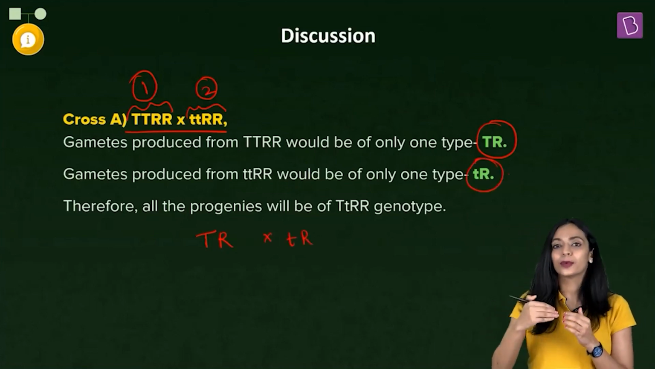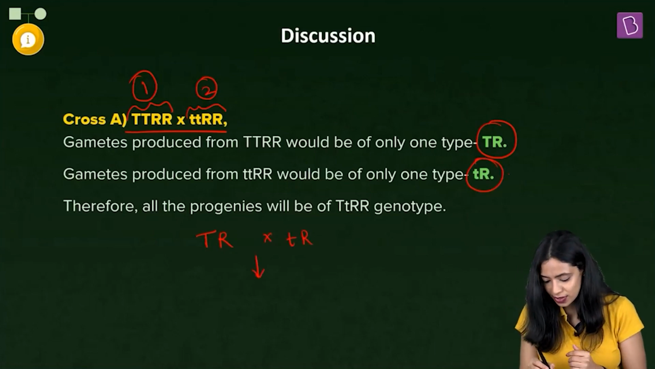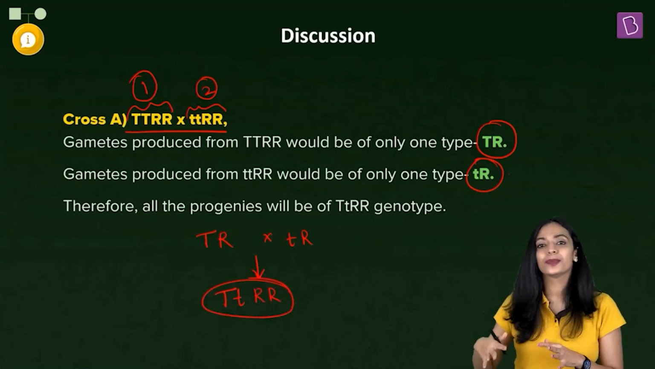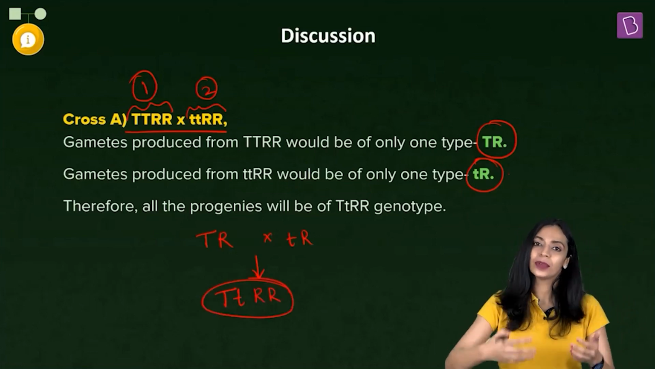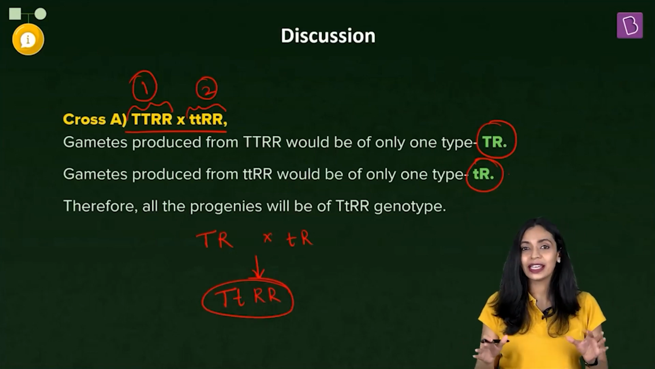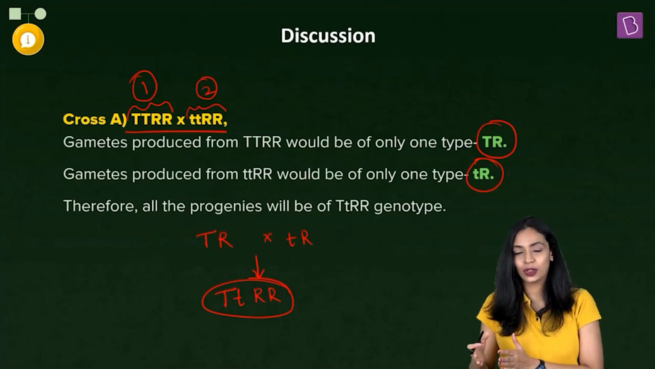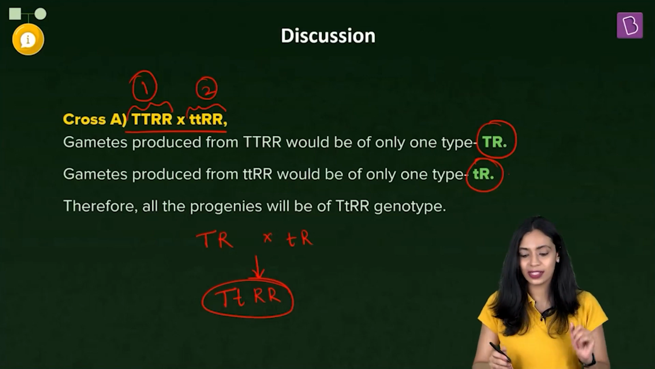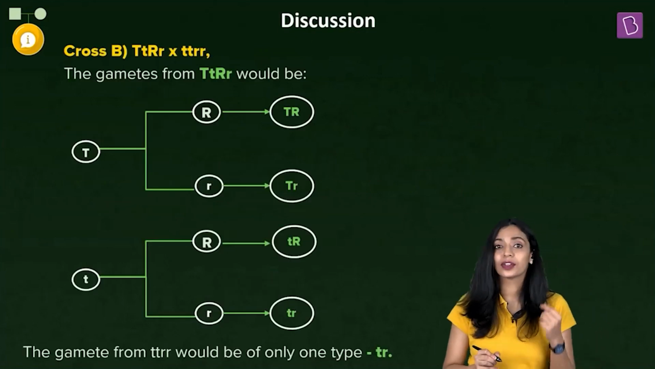And the progeny that results from this cross will have the genotype capital T, small t, capital R, capital R. So all of the 100% progeny that is formed as a result of this cross will have this particular genotype. So you don't really get that 1:1:1:1 genotypic ratio in this particular cross. So cross A will not give us that ratio. Now let's consider cross B.